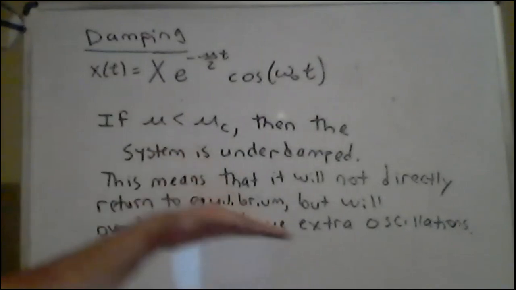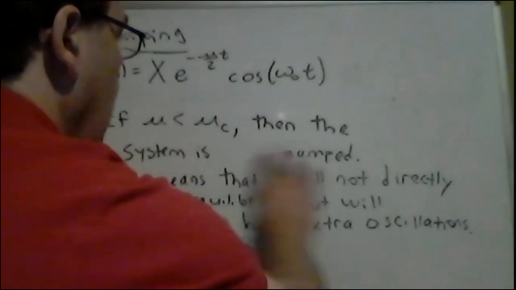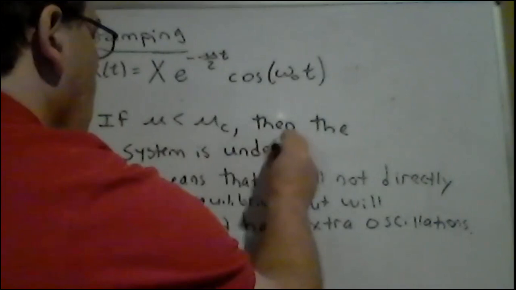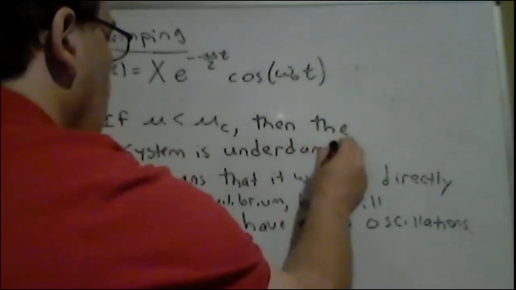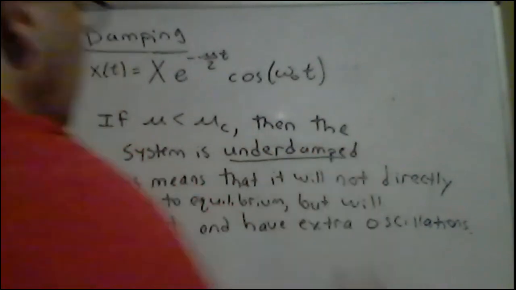Well, you want to go not back and forth. You want to go critical damping. That's what you want to do in this case. Okay, that's called underdamped. Let me rewrite that. Underdamped. Okay, critically damped means that the system, mu equals mu critical.